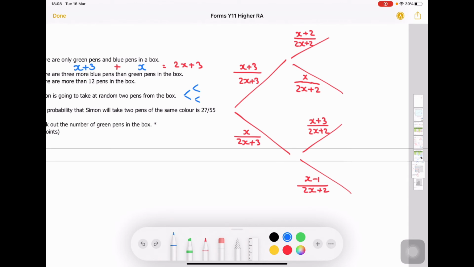Now we need to think about what colours these are. So blue, blue, this one's blue, green, green, green. So it says in the question, the probability that Simon will take 2 pens of the same colour is 27 over 55. So in other words, this multiplied by this plus this multiplied by this is 27 over 55.